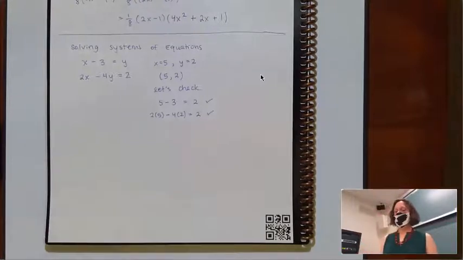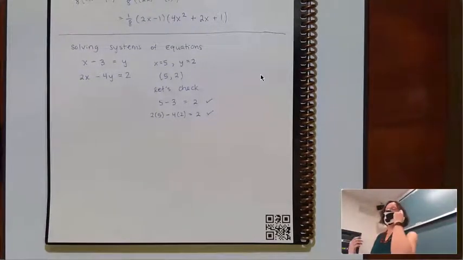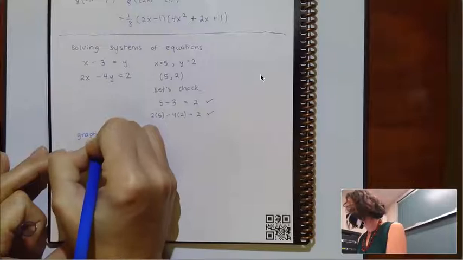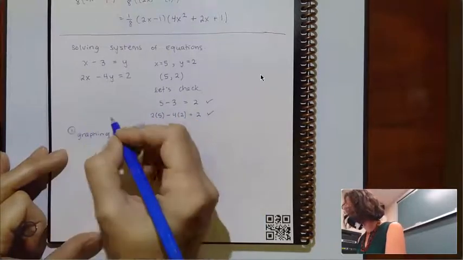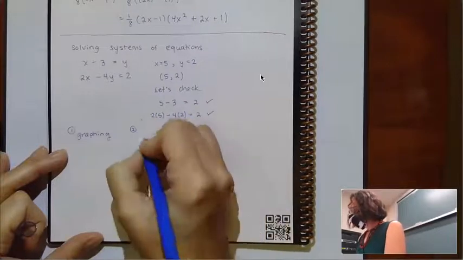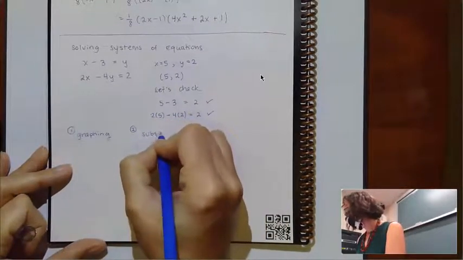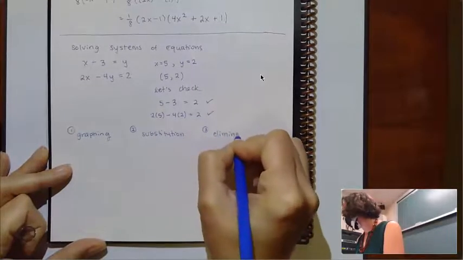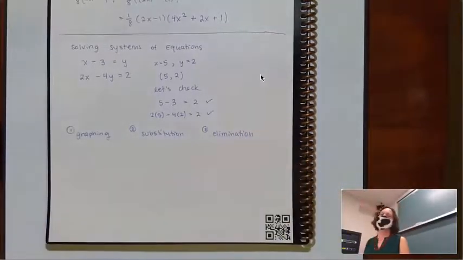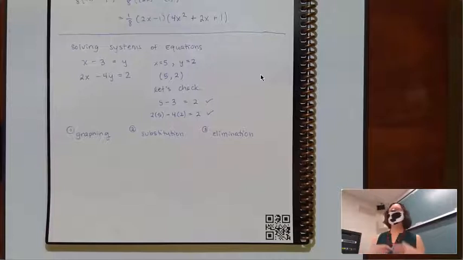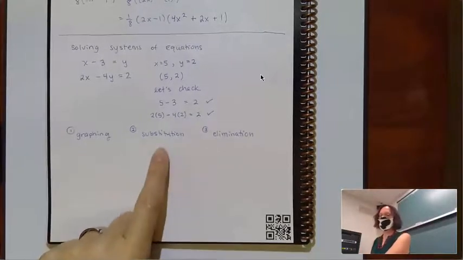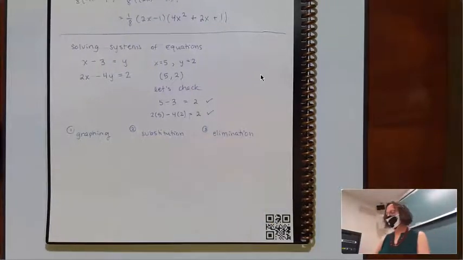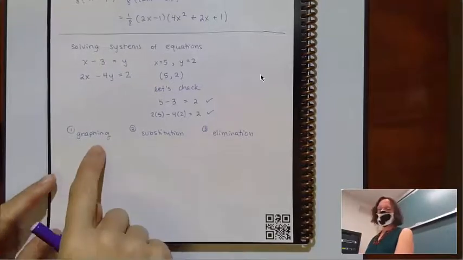In terms of finding solutions, there are three primary ways that we find solutions to systems of equations. Graphing. Substitution and elimination. My guess is that even if you don't know them by these terms, you probably have at least done substitution, and a lot of you have probably also done elimination. Let me start with the graphing piece.